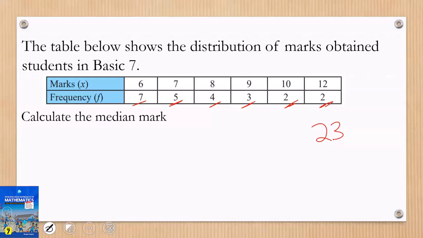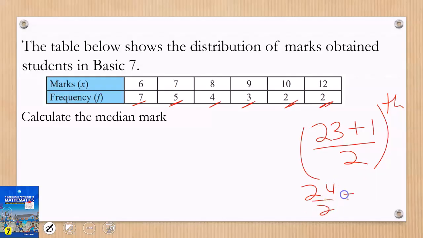Now, if 23 happens to be your answer and it is an odd number like we see here, all we need to do is to add 1 to it and divide by 2 to give us the position. Be careful. So when I do this, I have 23 plus 1, which will be 24, divided by 2 will give me 12. So I'm going to have the 12th position. And the 12th position is not the answer. It is the position where we can find our median.